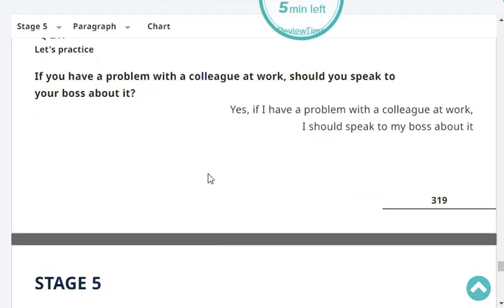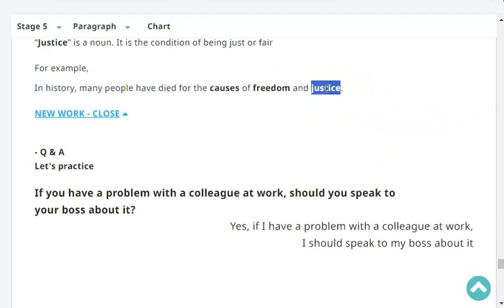Let's practice. If you have a problem with a colleague at work, should you speak to your boss about it? Yes or no? Yes. If I have a problem with a colleague at work, I should speak to my boss about it.